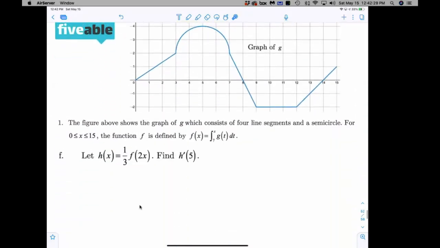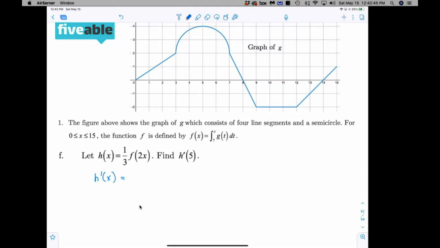All right. So in this next one, they're introducing a brand new function. And this function now is this h of x function. So we look at this and they're saying find h prime of 5. Well, take a derivative. That's all it's saying. So we're going to take the derivative both sides. This is going to be h prime of x.